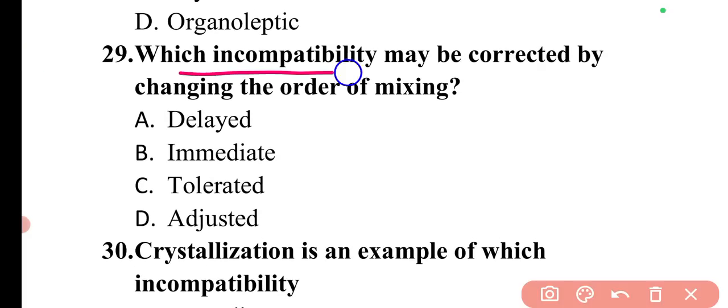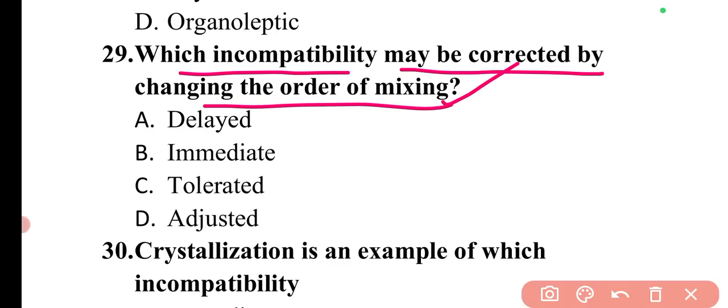So the question is, which incompatibility may be corrected by changing the order of mixing? So by changing the order of mixing, which type of incompatibility is there? So this we have seen the tolerated incompatibility, which is a type of chemical incompatibility.